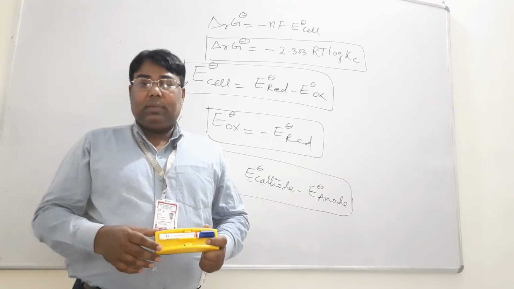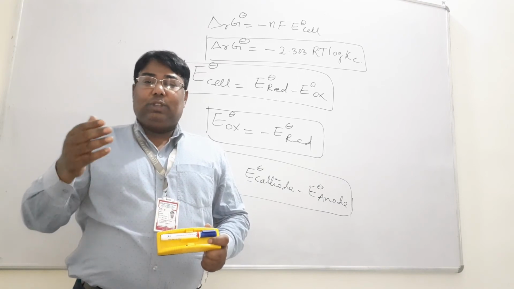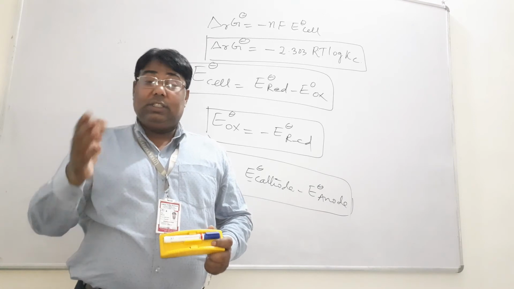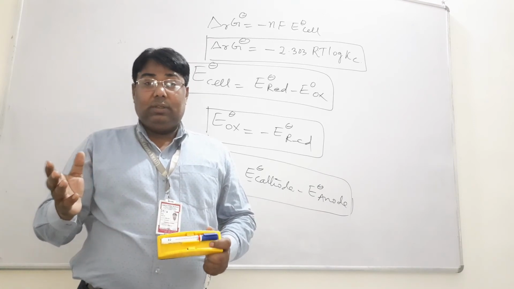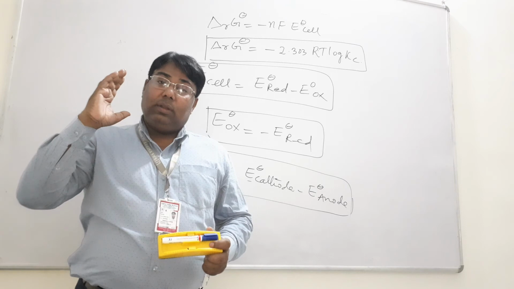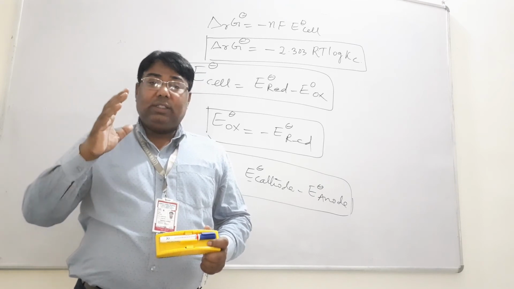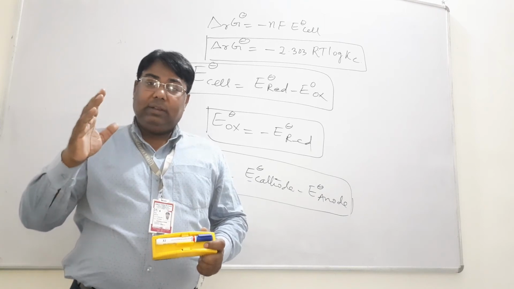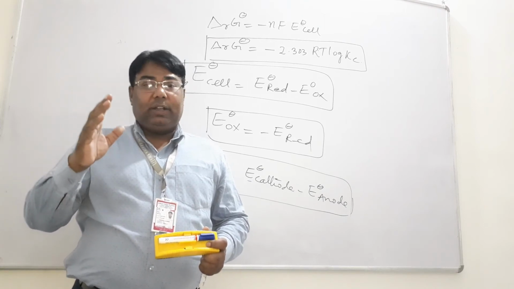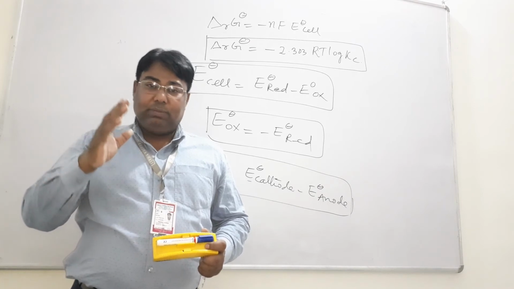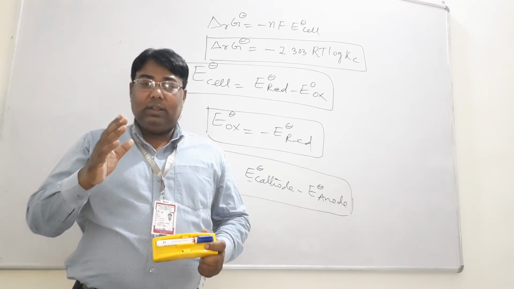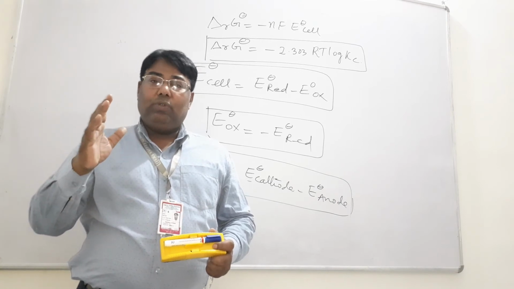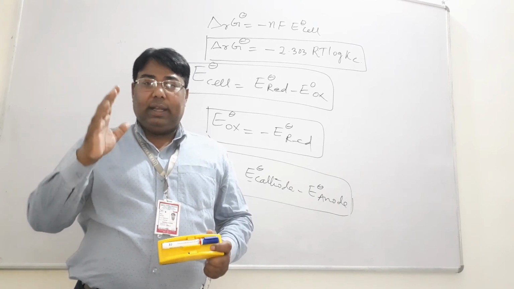Similarly, the standard reduction potential of magnesium is minus 2.36 volt because it is more reactive than hydrogen. So the electrode potentials of all metallic electrodes are determined in terms of the standard reduction potential, and that is measured with the help of SHE. In this video we are mainly trying to understand the SHE.